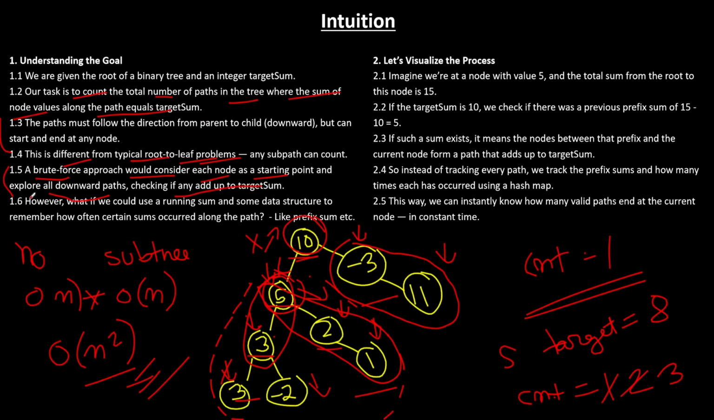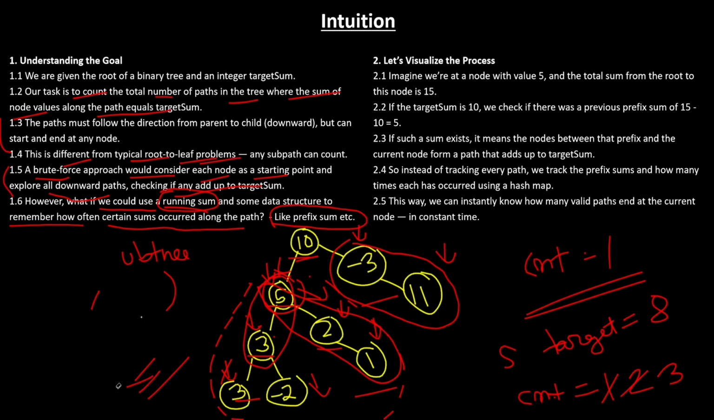Now let's look at the efficient solution, what it could be. If you could use a running sum and some data structure to remember how often certain sum occurred along the path. We could talk of like prefix sum concept here, right? Running sum is the keyword you can see, right? So let's look at the efficient solution, how we can do this in O of n time complexity itself.